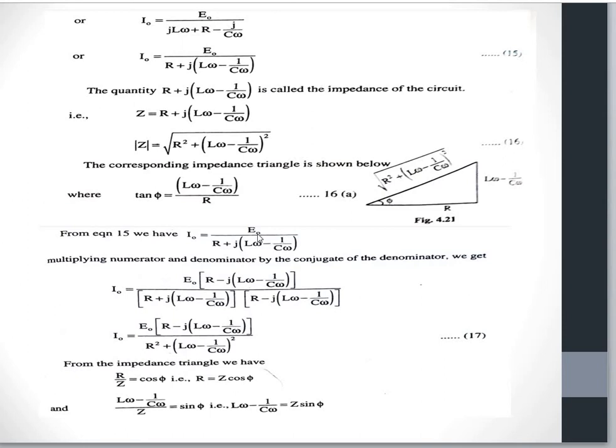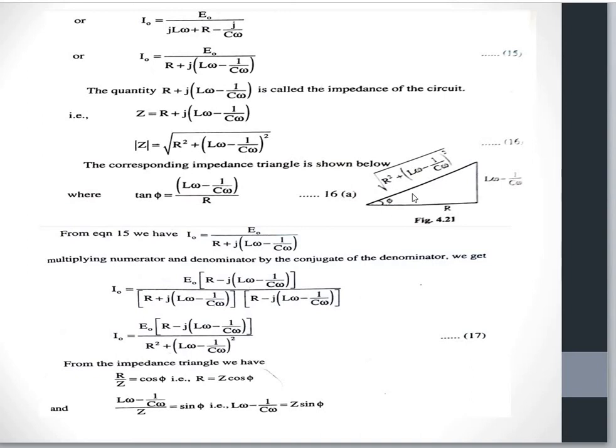So when we multiply numerator and denominator by its complex conjugate, we get I0 is equal to E0 into R minus j into L omega minus 1 by C omega. In the denominator, A plus B into A minus B, that is A square minus B square. A square is R square, minus B square, and then the j square term comes. J square is minus 1. So minus 1 and the other minus 1 together become plus. So plus L omega minus 1 by C omega the whole square. We got the expression.